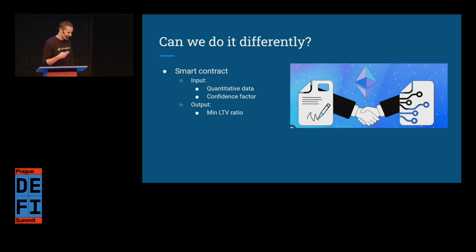As I mentioned, there's a lot of domain expertise, so it's very justifiable to use it in risk analysis. So in addition to this quantitative data, we also initially allow for some confidence factor, which is basically a kind of magic number that's supposed to embed all the human-specific assumptions about this asset. And then, given these two inputs, the smart contract can just decide on a loan-to-value ratio.